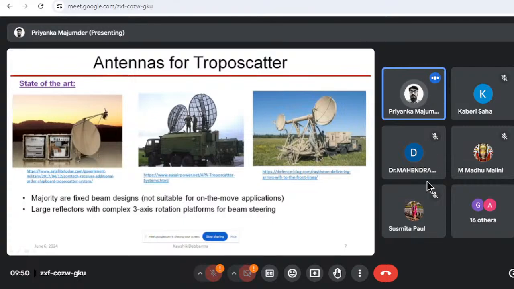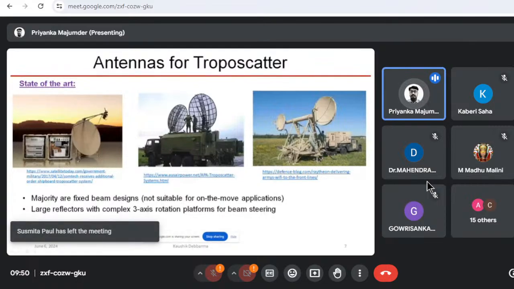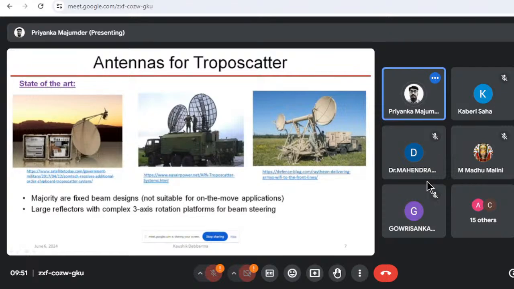Of course, the problem is most of them are fixed beam designs. Now, what's a fixed beam? Fixed beam design means the energy of the antenna is directed only in one direction. We are not able to move the beam without moving the antenna. So that's called a fixed beam.